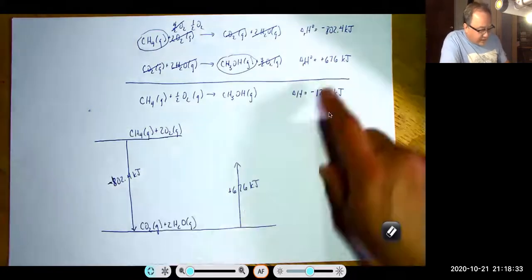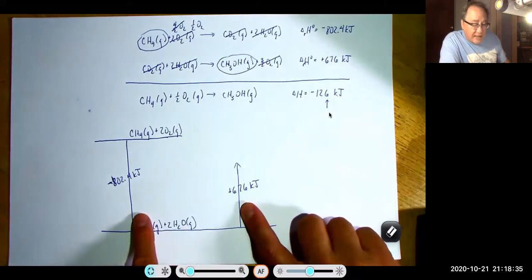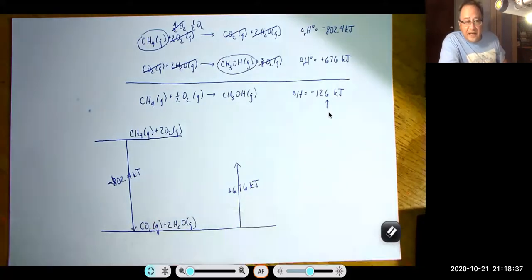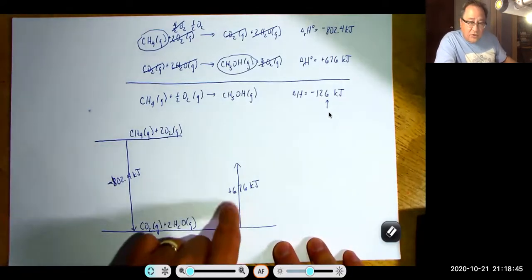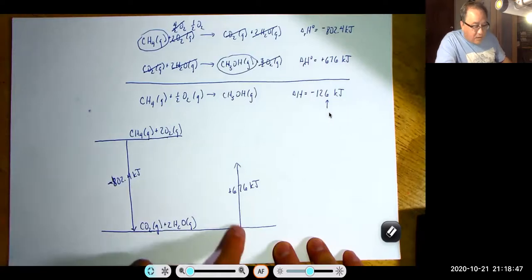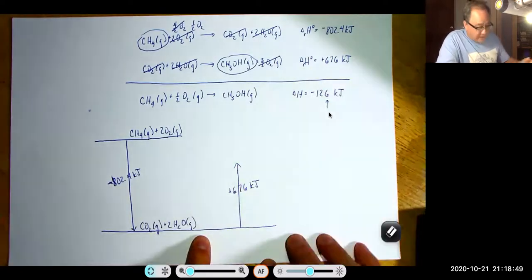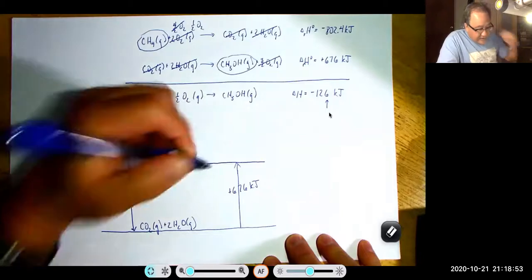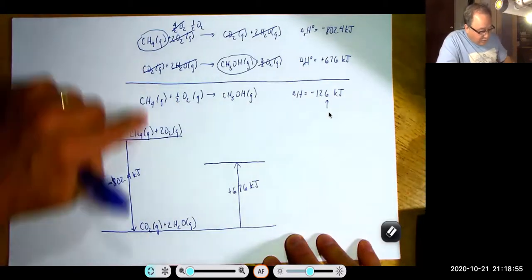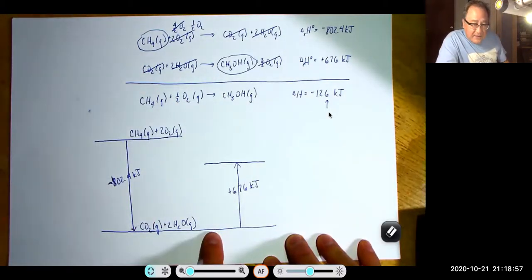Now, why is this line shorter than that line? The answer is because the length of the line tells you the numerical value. So this is 802 long, this is 676 long. This line is shorter than that. Why does the arrow go up? Because it's endothermic. So I'm going to write my little line here. And you see I have my CO2 and my H2O already on this line down here.